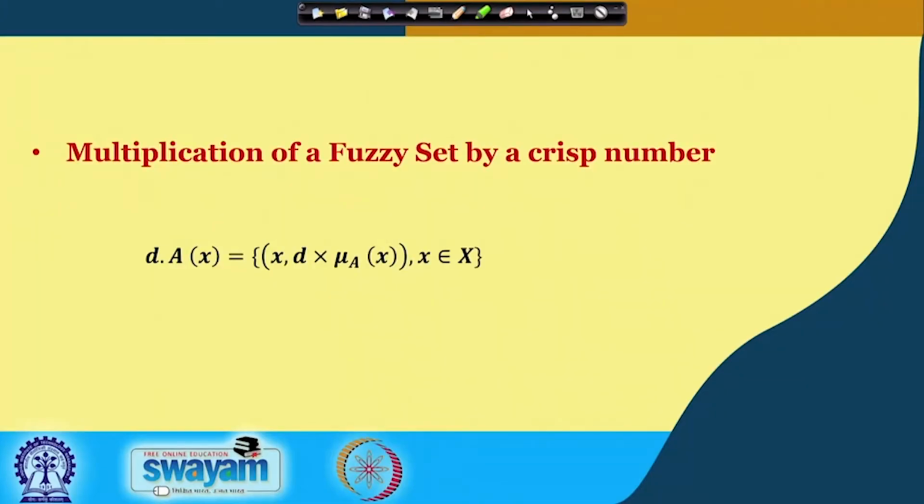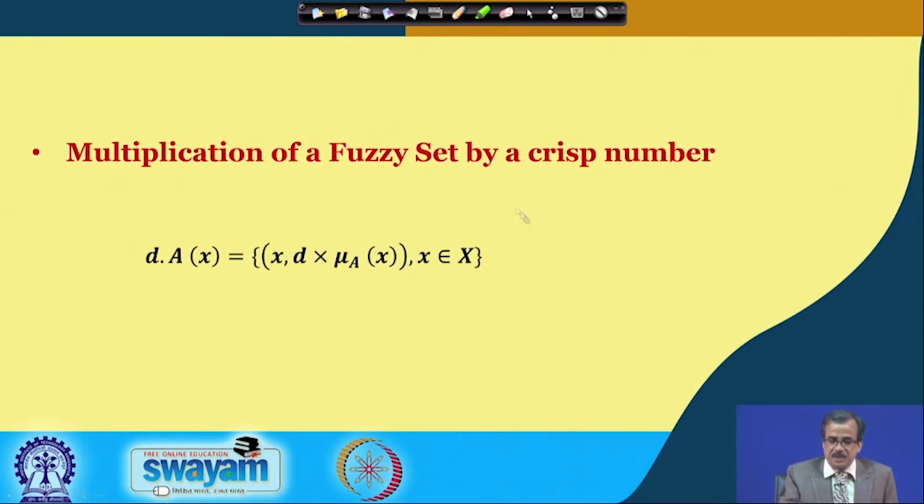We are discussing some standard operations used in fuzzy sets. We have already discussed a few and now we will be discussing a few more. Now, let me start with the concept of multiplication of a fuzzy set by a crisp number. What we are going to do is multiply a fuzzy set.